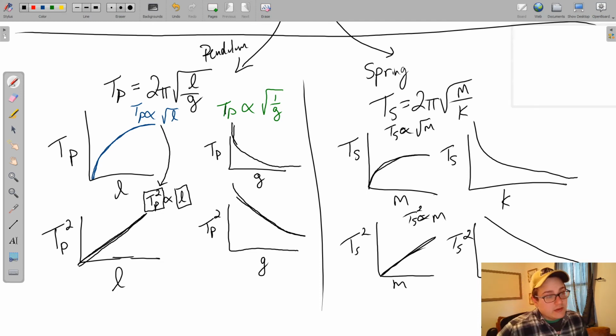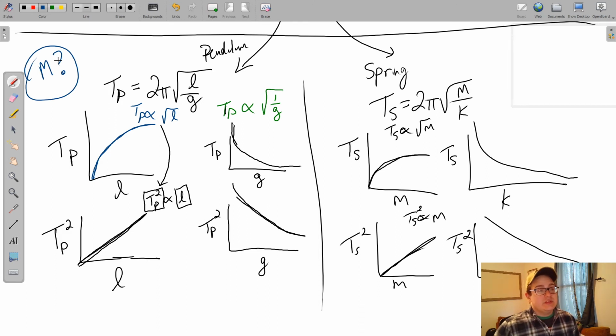Well, let's talk about some variables that aren't here. Where is mass in a pendulum? It does not show up in your formula at all. This is one huge part that they like to trip people up on when it comes to pendulums. If I change the mass of a pendulum, how does it change the period? It doesn't. Mass has no relation to the period of a pendulum. Mass does have a relationship to the restoring force, but as you increase mass, your restoring force also increases, and your acceleration doesn't change.